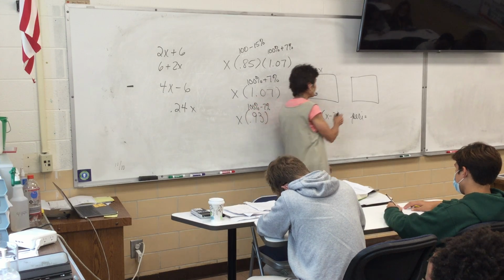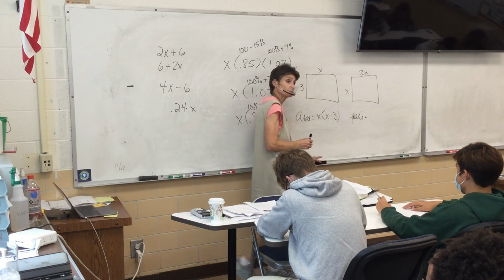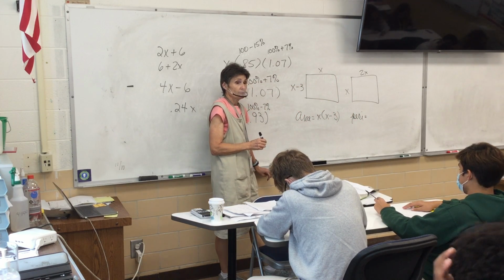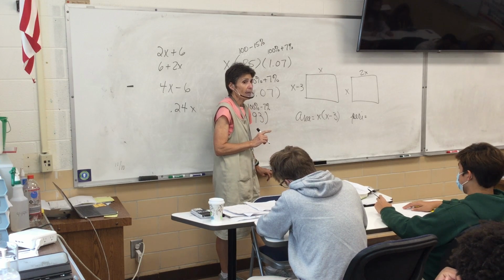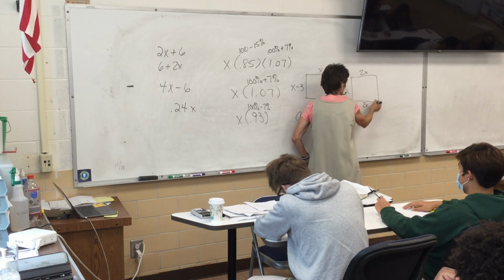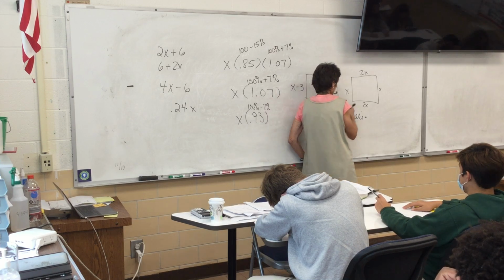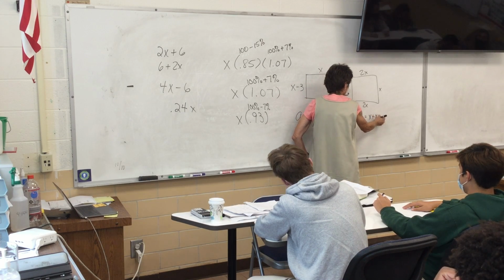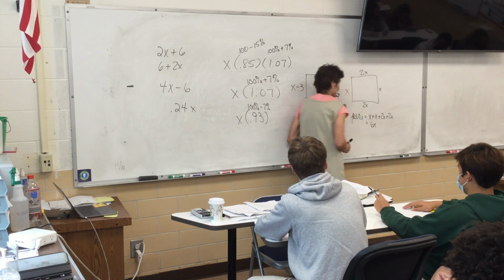So one of them will be X and the other one will be 2X. And then how do I find perimeter? Add up all the sides, and of course if that's a 2X, this is a 2X, and that's an X, right? So adding them all up would be X plus 2X plus 2X, which is just 6 X's.